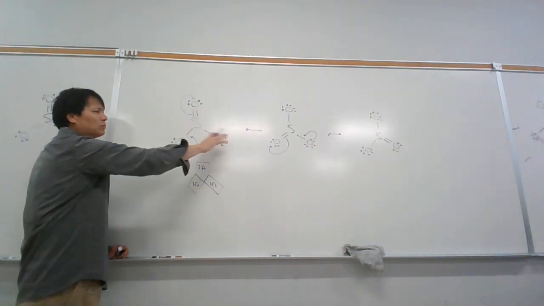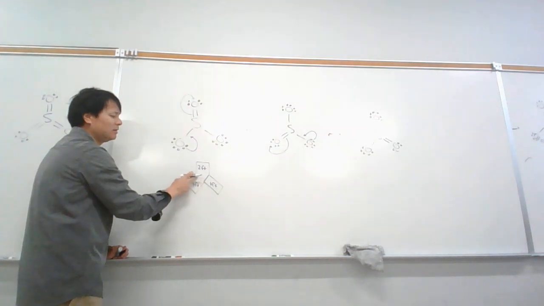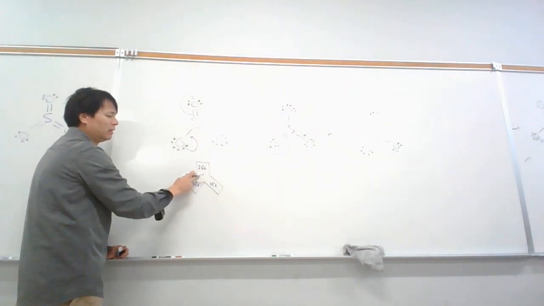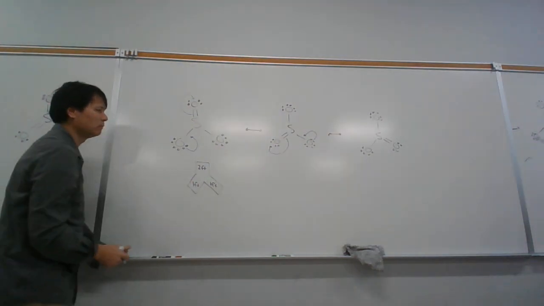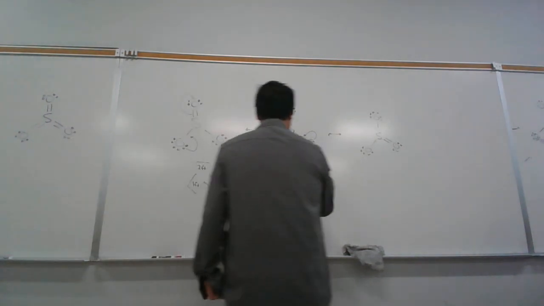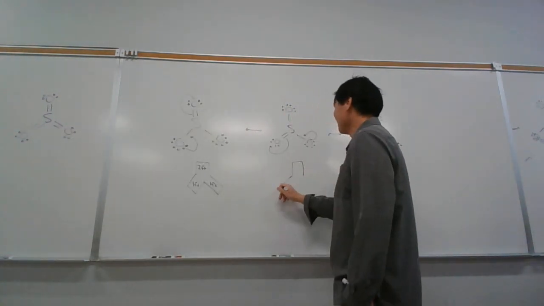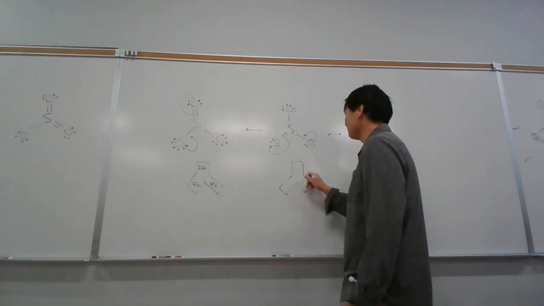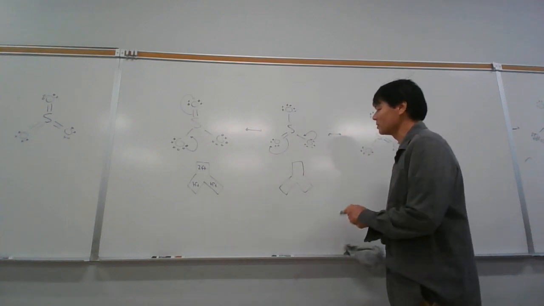But in this case, when I draw resonance forms here, it's delocalized because there is a way the electron cloud can spread out. And so neither of these structures is really correct. But that's the problem with Lewis structures.